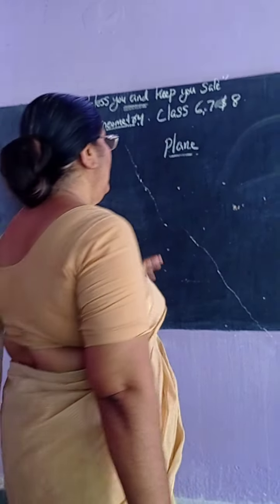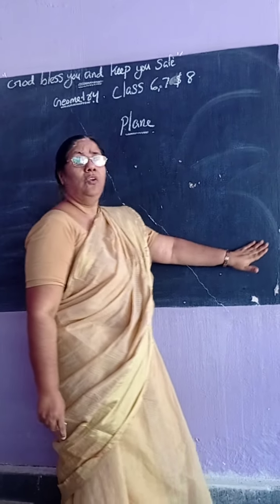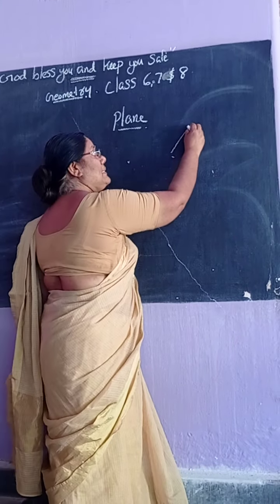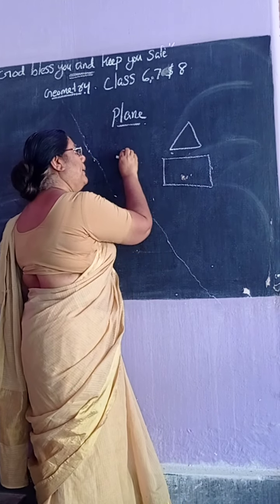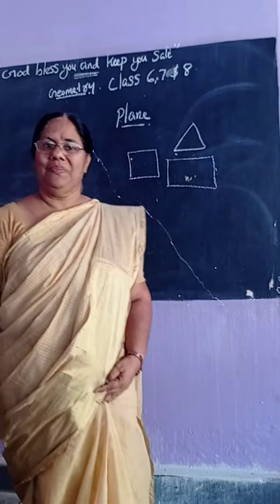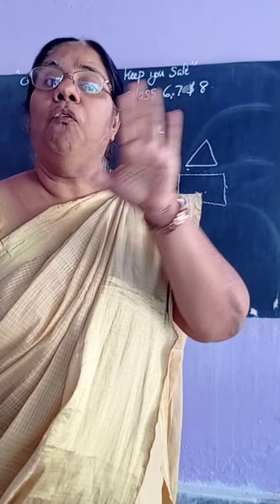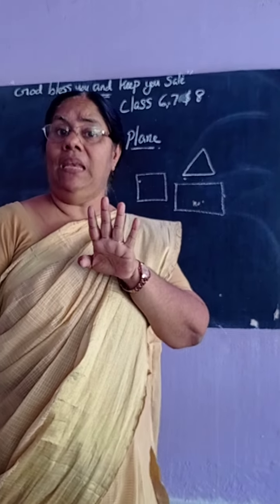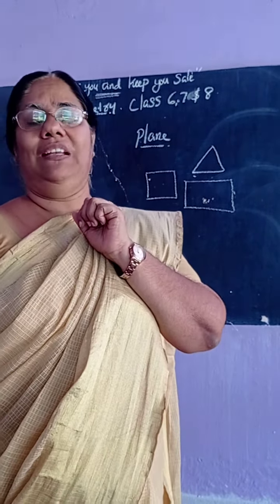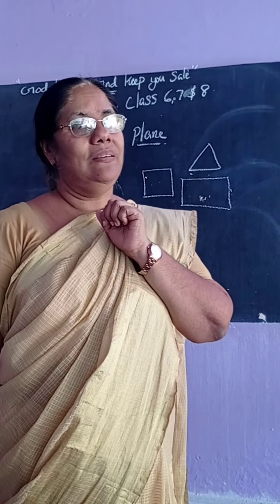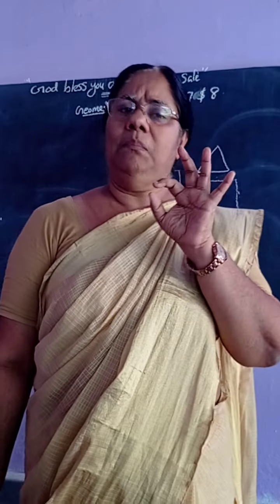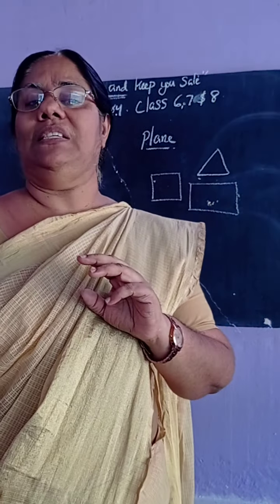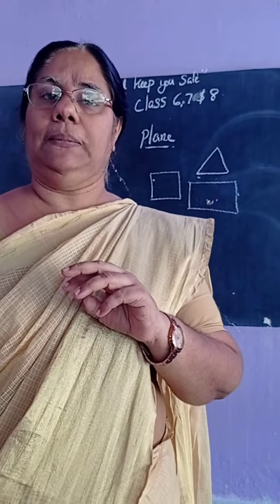Then, on this plane, we can draw triangles, isn't it? Or rectangles and squares. Understand? On this flat surface or this plane, we can draw the figures. Now all of you understand the meaning of a plane. Only remember this point. Plane is a flat surface. Plane is a flat surface.